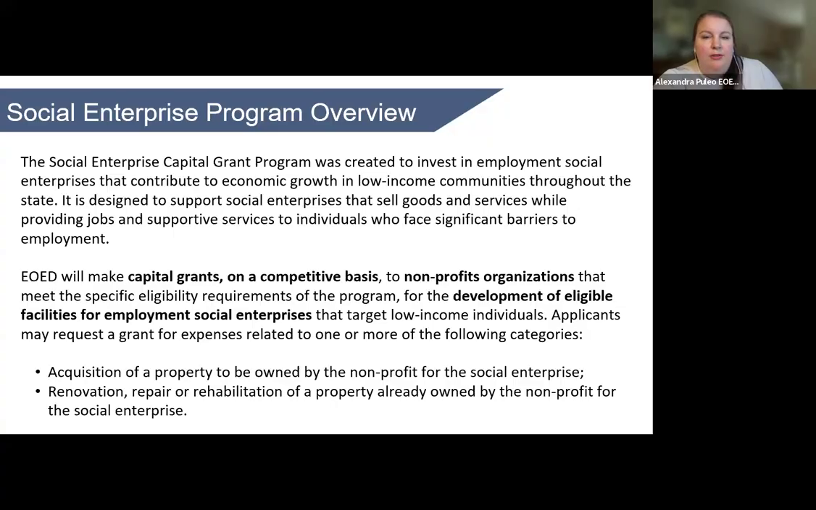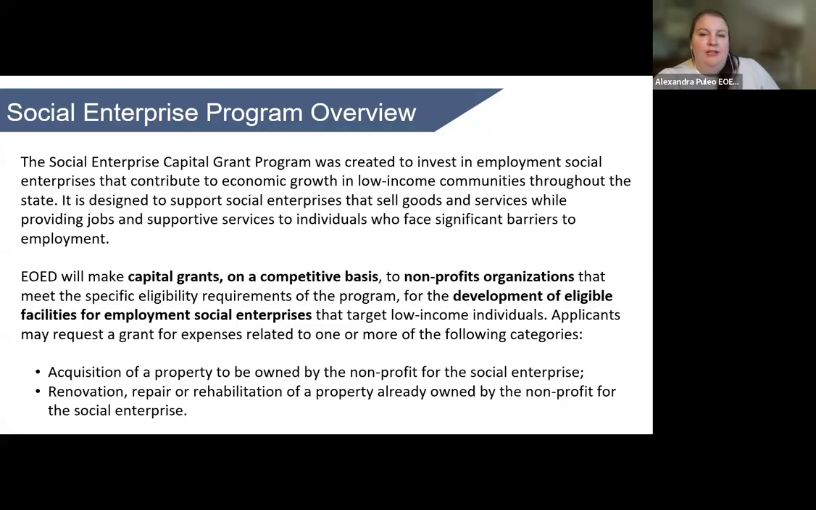We're also looking to develop eligible facilities for the employment social enterprise, to be used specifically for that program that targets low-income individuals. We have two types of grants for this program, both capital grants. One is to acquire property to be owned by the nonprofit for the social enterprise. So if you have a social enterprise that employs people to prepare food for a catering company, an example of that would be maybe purchasing a commercial kitchen.